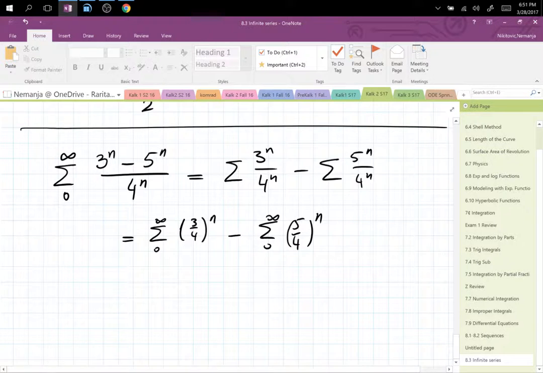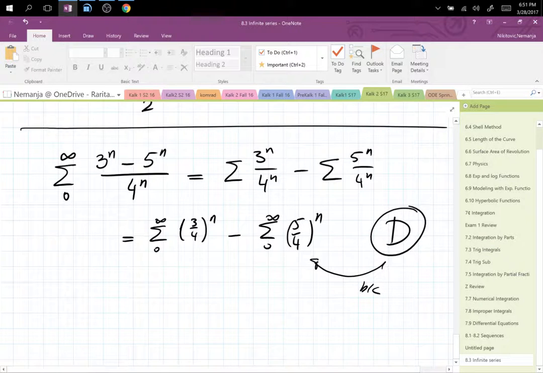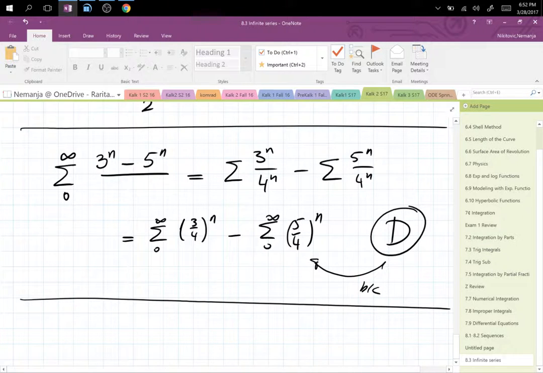Therefore, this diverges because the second one diverges. So the first one will converge, the second one diverges. Because that one diverged, the whole thing is gone. Done deal, right? Now your textbook might have some more interesting and less user-friendly problems.